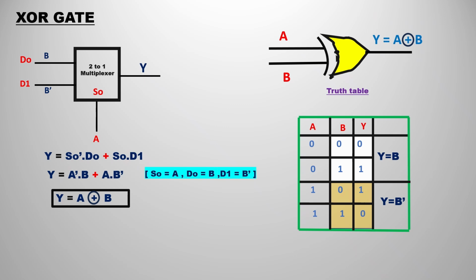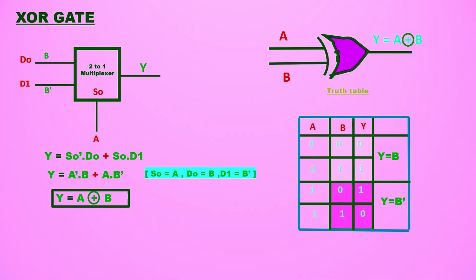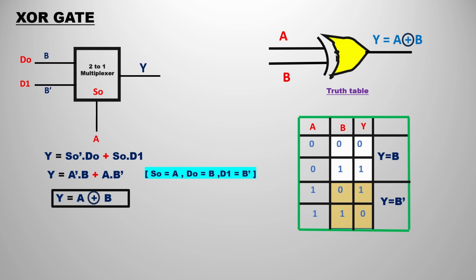Again we follow the same procedure. We compare B and Y, and A is again the select line. If you observe, B and Y are the same, so Y equals B. For the next one, Y equals B bar simply. Again replace D0 and D1 and apply this directly. You get A XOR B, that is A bar B plus A B bar.